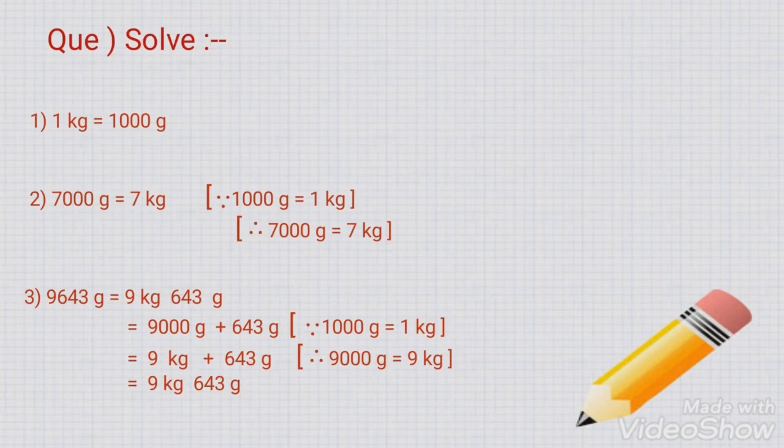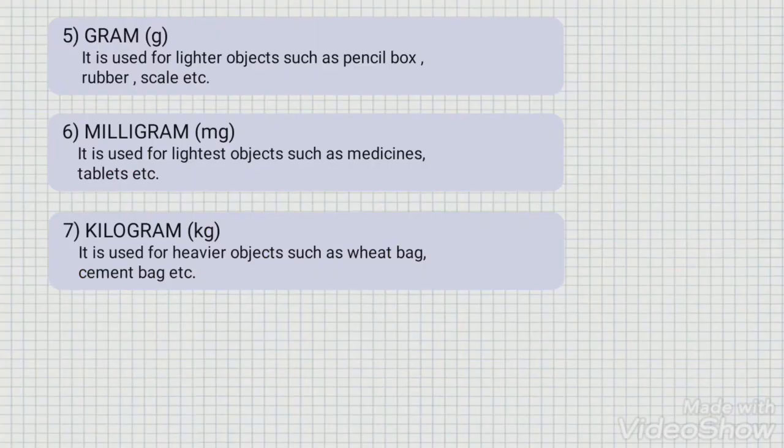We are dividing this 9643 gram into two parts. First one 9000 gram, second one 643 gram. And we are replacing this 9000 gram by 9 kg. By using the same formula you can see here, and in every question you have to write the formulas, okay? Since we know that in 1000 gram there is 1 kg, so in 9000 gram there will be 9 kg. You can see therefore this 9 kg, the value of 9000 gram, we are replacing by 9 kg because it is same.